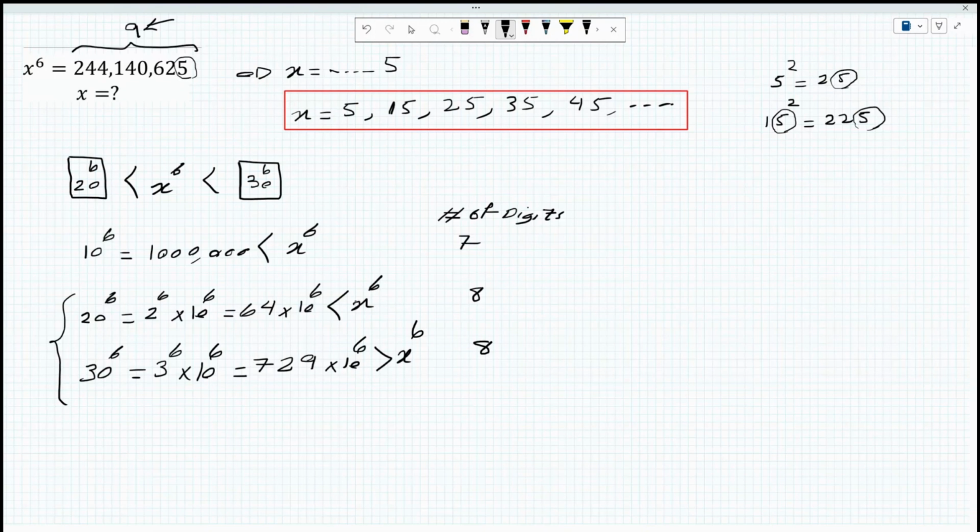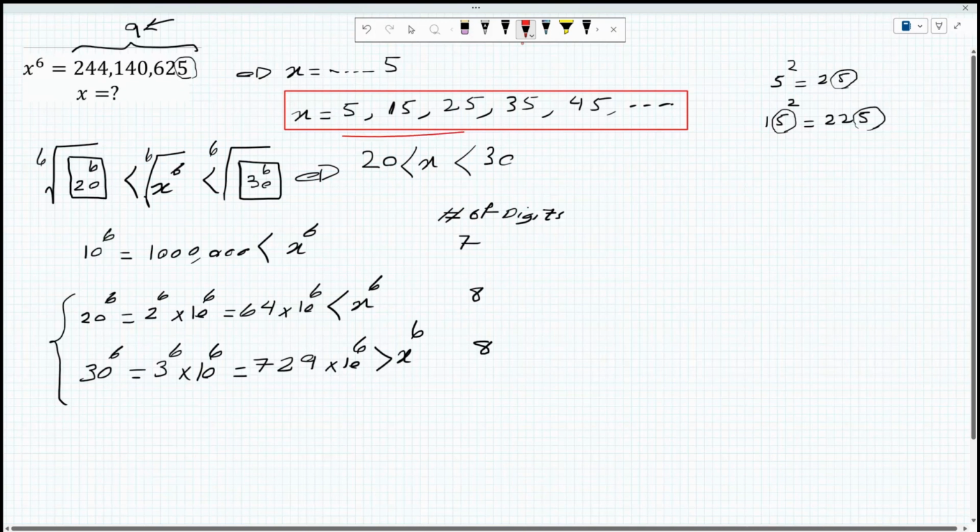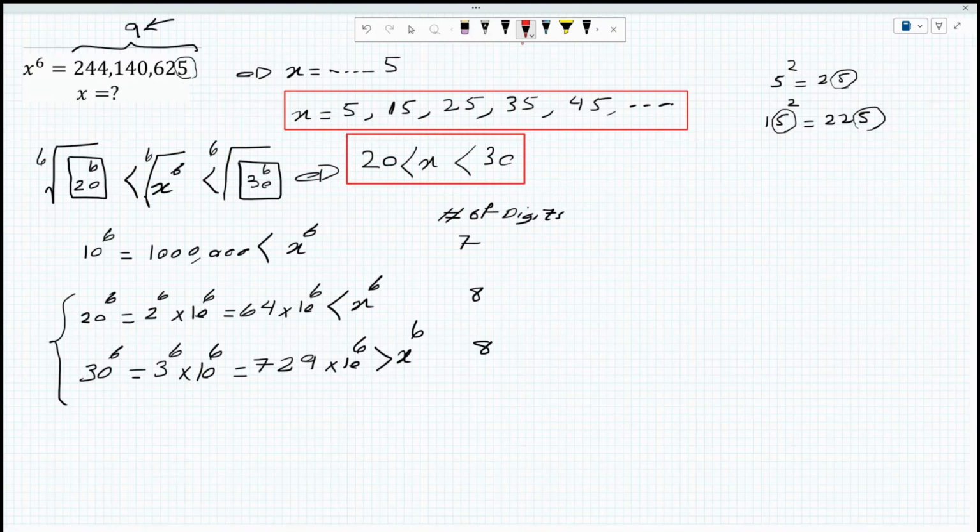I can take the 6th root of all sides. So this gives me x is between 20 and 30. And this is the second equation that I found here. This is equation number 1, and this is equation number 2.